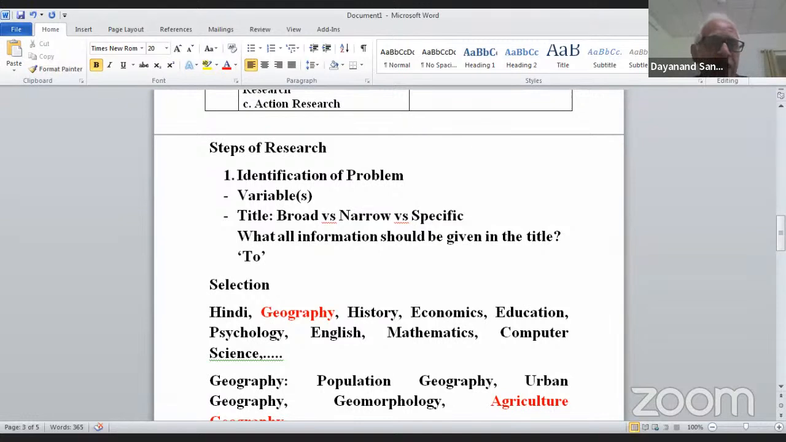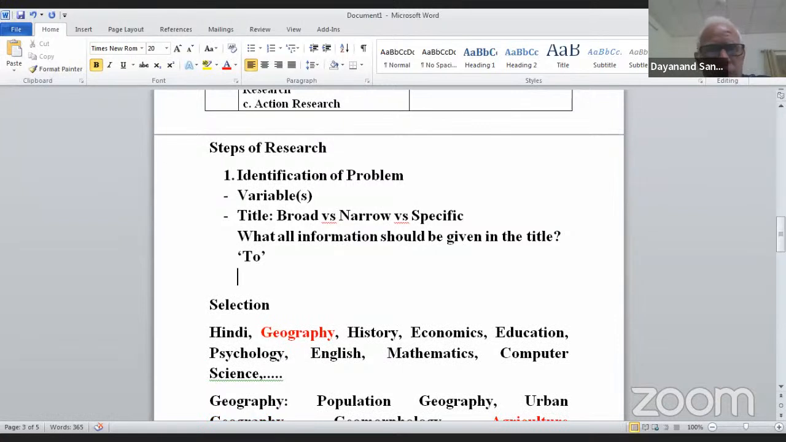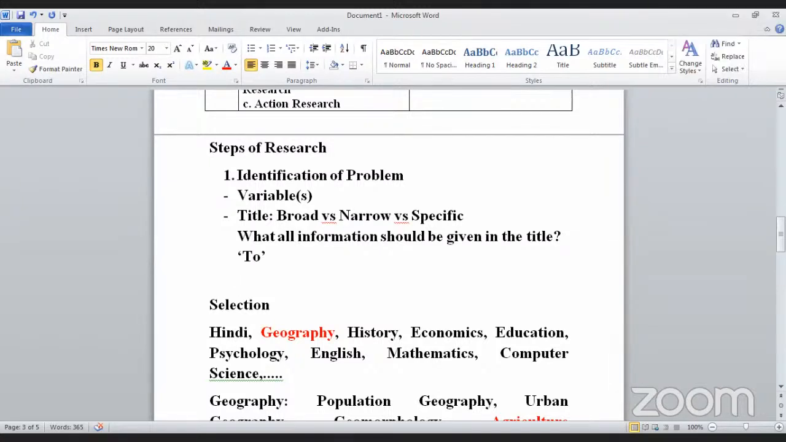If you are writing it in English, if you are writing it in Marathi, then you don't have the word "to" in Marathi. Nothing to worry about it. But when you are writing in English, should a title start with the word "to"? Any answer from your side? No, sir. It is correct. Why? Why can it not start with the word "to"?